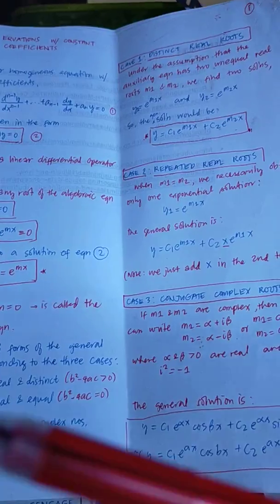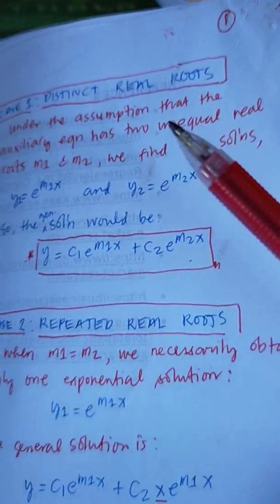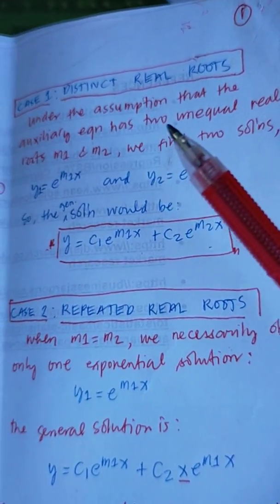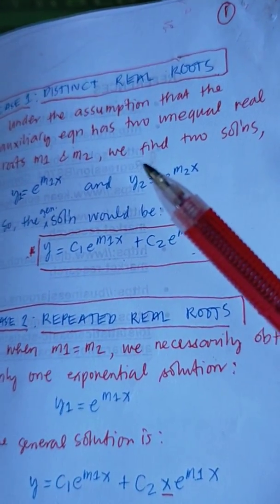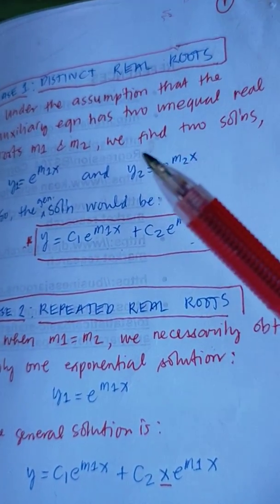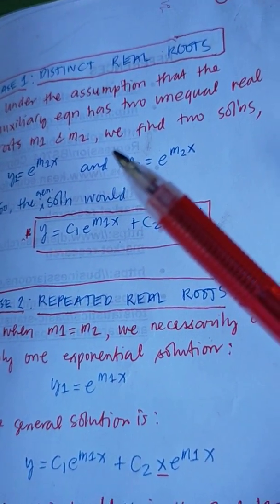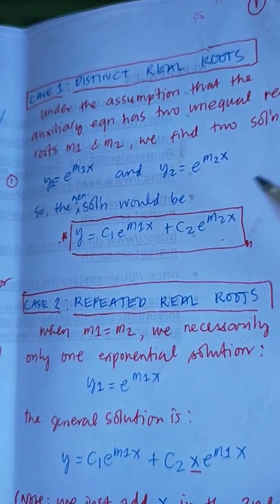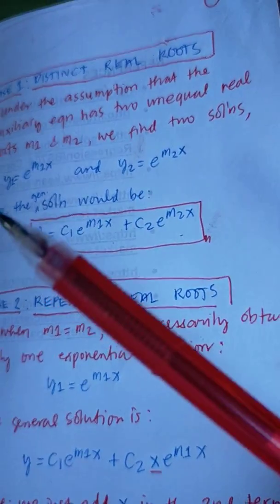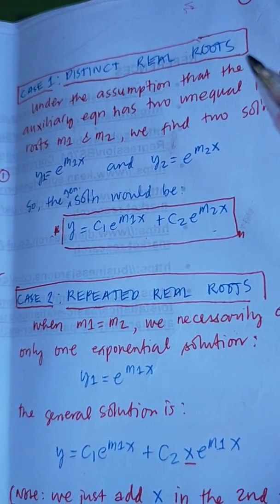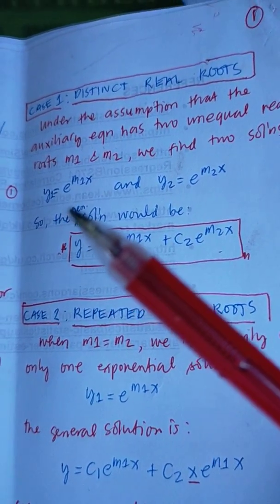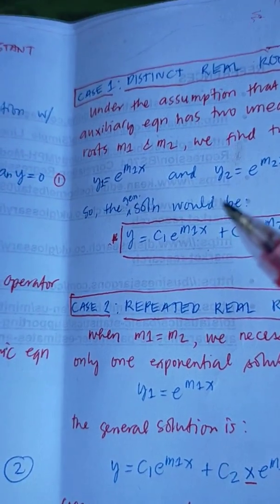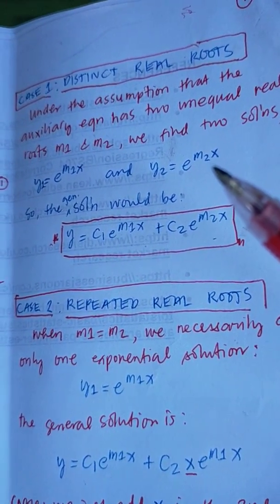So let's consider our first case. The distinct real roots. Okay. It says here that under the assumption the auxiliary equation has 2 unequal real roots, m1 and m2, we find 2 solutions. Siba kung mag-factor ta or mag-solve ta quadratic equations na may makakuha tag roots nga dili pareha. So therefore, kung distinct real roots gali ang root ng equation, duha imong solution. y sub 1 is equal to e to the power of m sub 1 x, and y sub 2 is equal to e to the power of m sub 2 x.